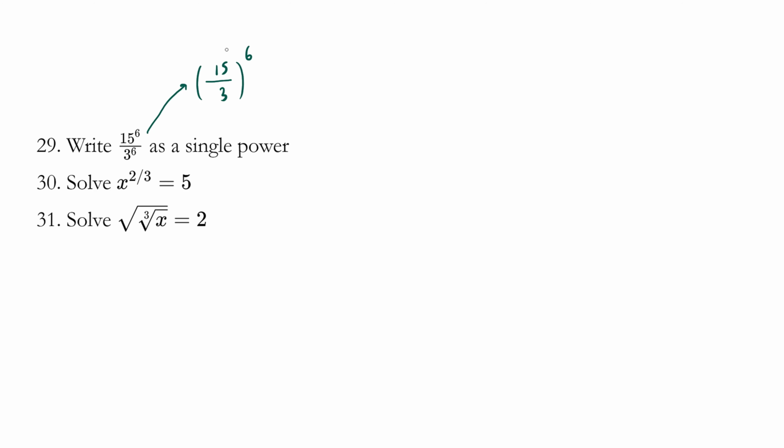15 over 3. So going backwards, we know the rule is you could spread the exponent to the top and the bottom: 15 to the 6 over 3 to the 6. So clearly the answer is 15 divided by 3, which is 5, to the 6. And this is called a power. The power includes the base and the exponent.